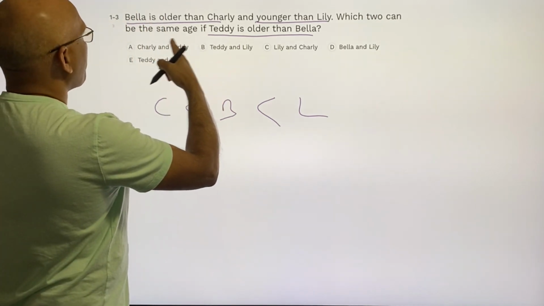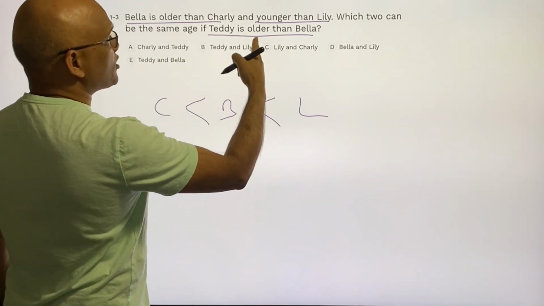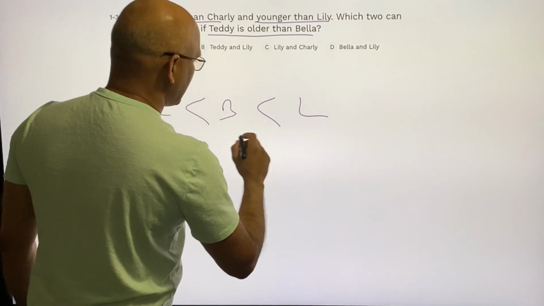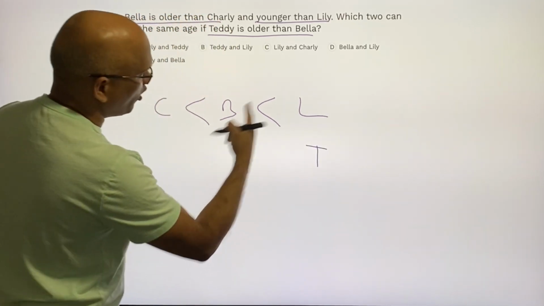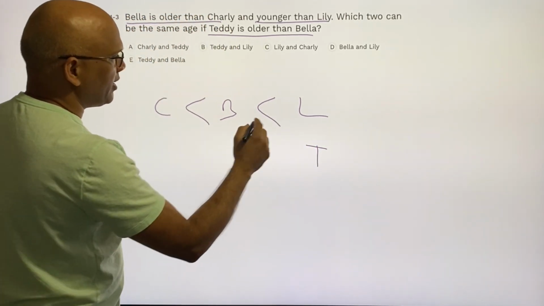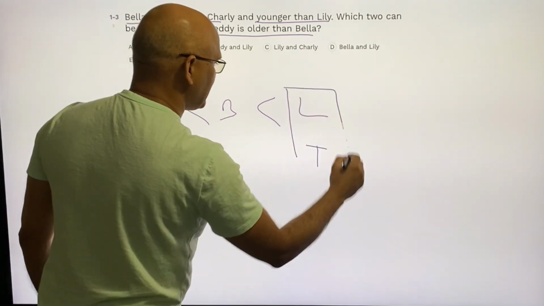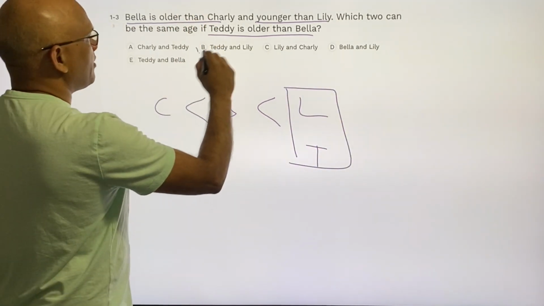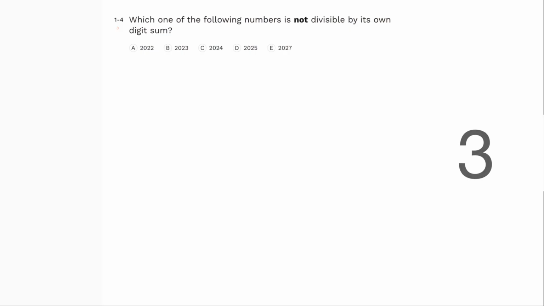Now same as if Terry is older than B, right? So T is older. Older means it has to go on the right. So we can then see that L and T, so that would be, then B is the correct choice.